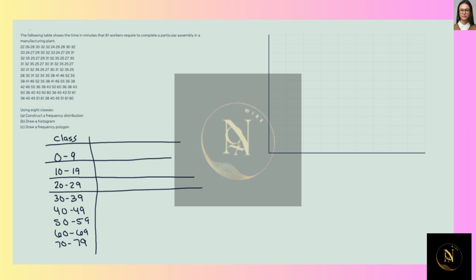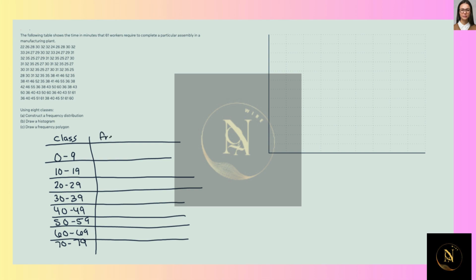And then I'm going to do the frequency. So in the 20s, I'm going to count just 6 right there for now. Then 6 more, plus 6.